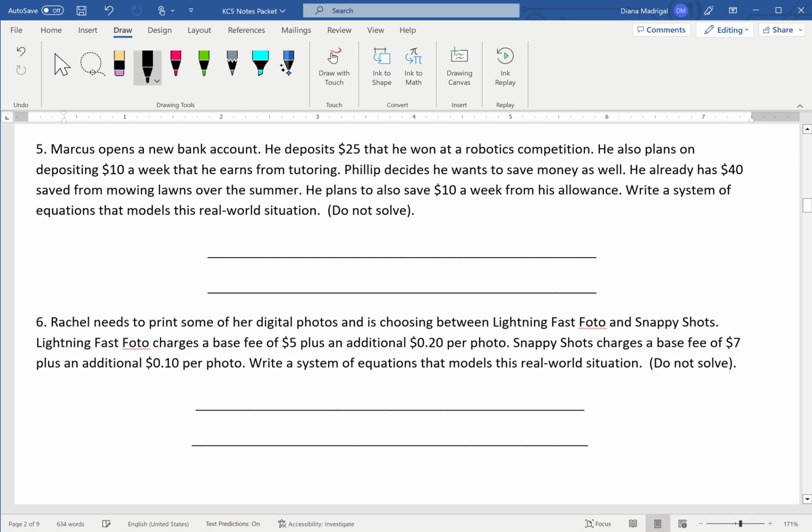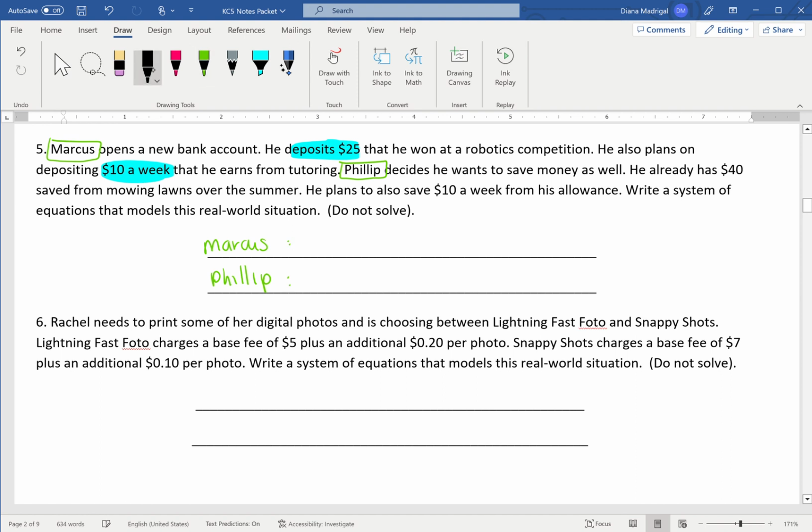Okay? Number 5. Talking about Marcus opens a new bank account. So again, Marcus is trying to open a new bank account. He deposits $25 that he won at a robotics competition. He also plans on depositing $10 a week that he earns from tutoring. Philip decides he wants to save money as well. So before we even continue, I'm going to highlight that we're talking about Marcus and Philip, 2 different persons. Therefore, we're going to have 2 different equations. One for Marcus and one for Philip. Okay?